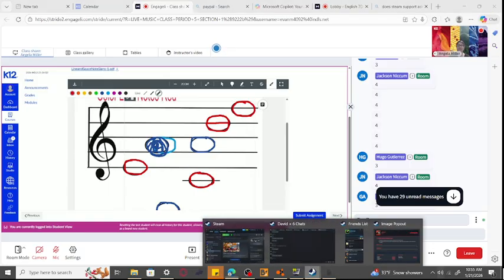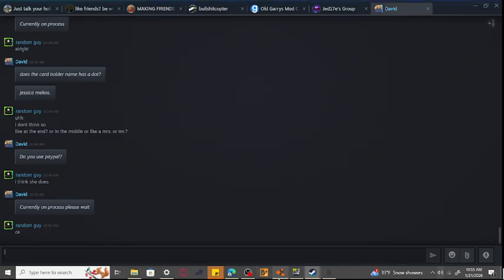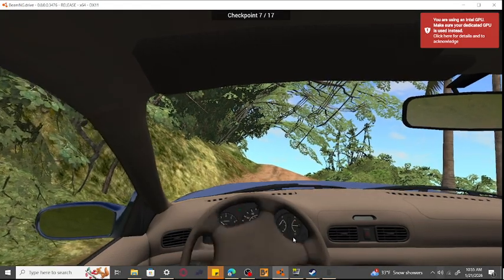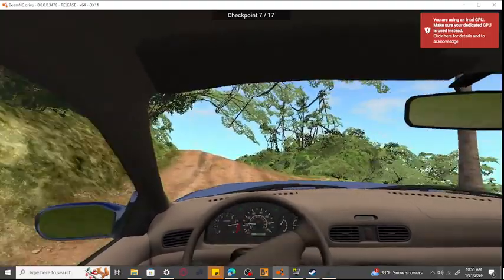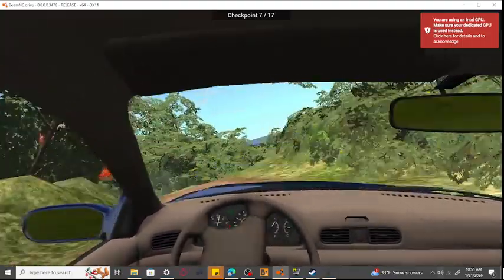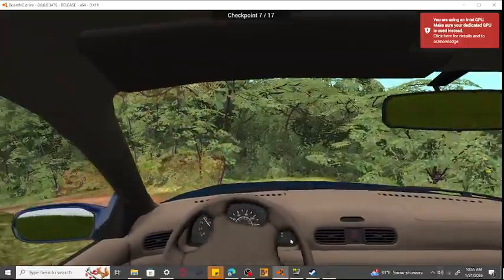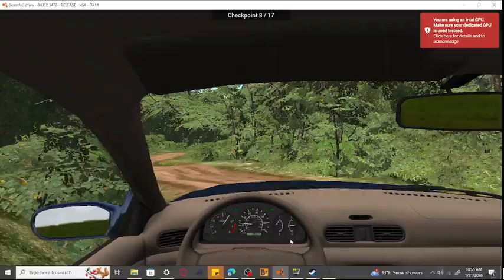You want to see the bottom half? Hold on. Here's the bottom part. So you can see here there's two different clefs. Oh, we haven't talked about clefs yet, have we? We'll talk about that here in a second.